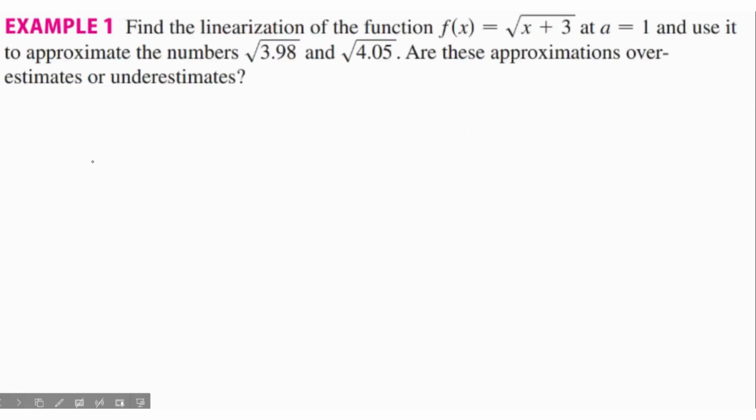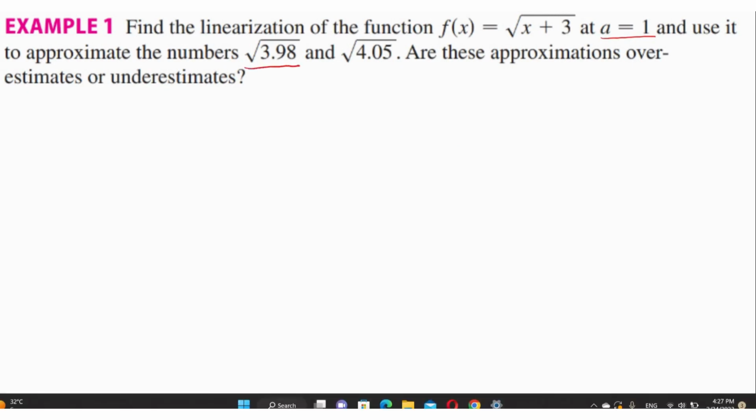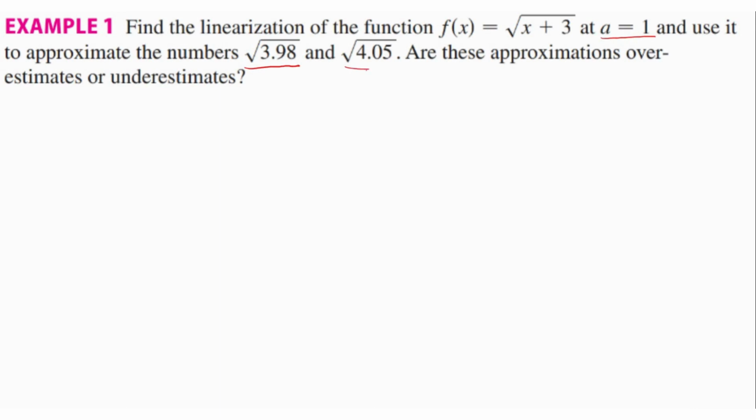Let's have a look at an example. So we have to find the linearization of the function f of x, which is the square root of x plus 3, at a equals 1. And we will use it to approximate the numbers square root of 3.98 and 4.05, and then we should tell whether they are overestimates or underestimates.